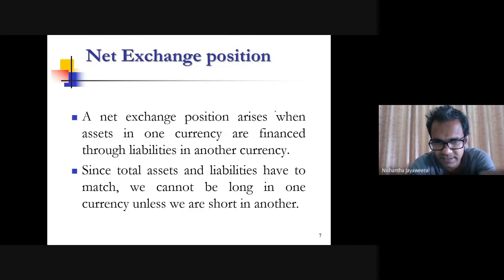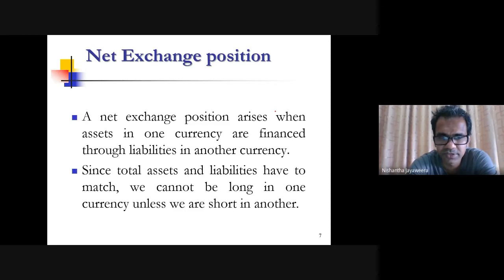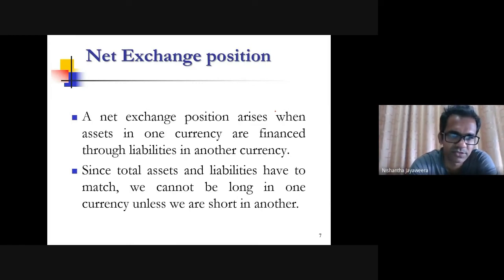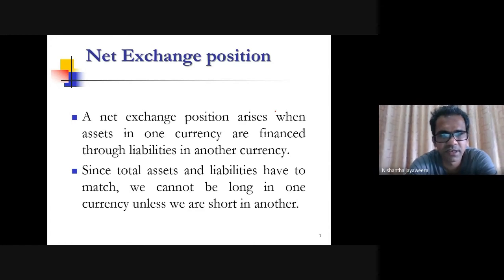And the second bullet point explains why, when we have a long position in one currency, we have a short position in another currency. That's because, as we go back to our fundamental equation, assets and liabilities should match. So whenever you have more assets in one currency, you should have more liabilities in the other currency equivalent to the same amount. That's why when we are going long in one currency, we are going short in one or more other currencies.